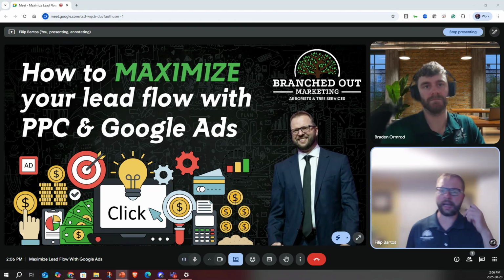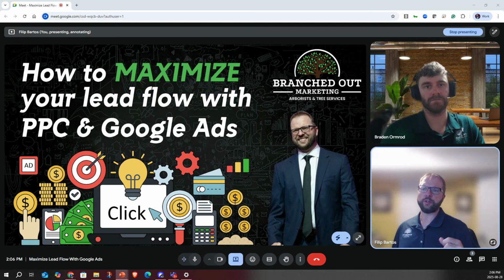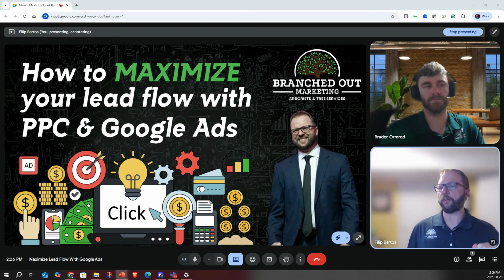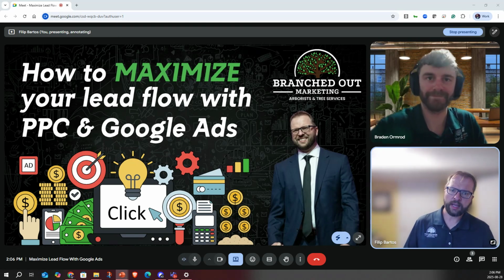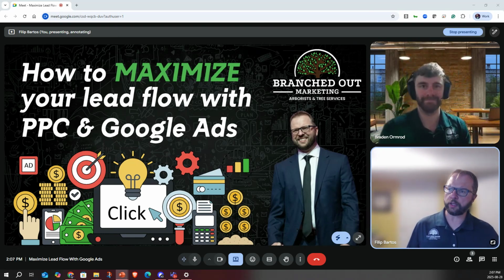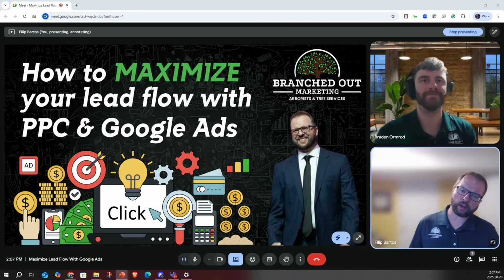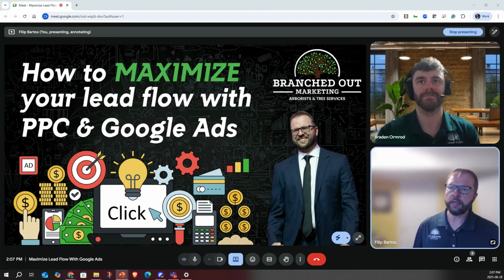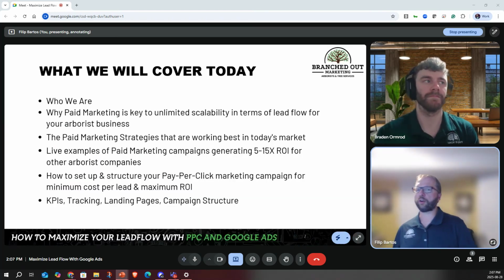And we're going to take a look at how you can use these tools to essentially turn the faucet on and off when it comes to leads, so that you can use it when you have some bandwidth, and you can turn it off when things are pretty full and you no longer need to keep your foot down on the accelerator.